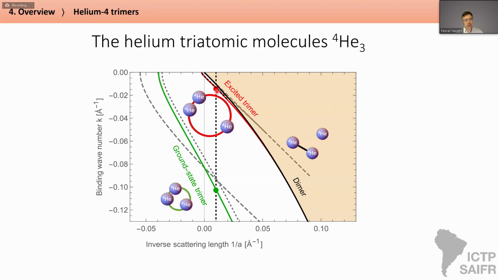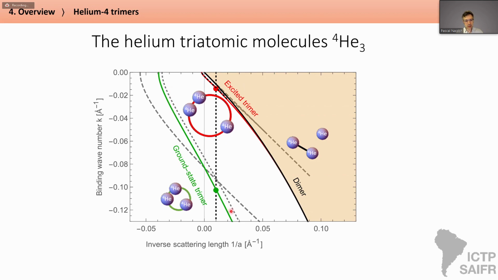two trimers. And indeed, it was observed that there are two trimers in the system: a ground trimer and an excited trimer. And I didn't mention that there's also a dimer, the helium dimer.